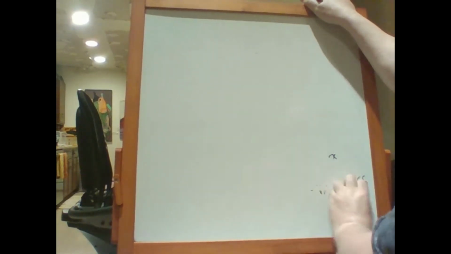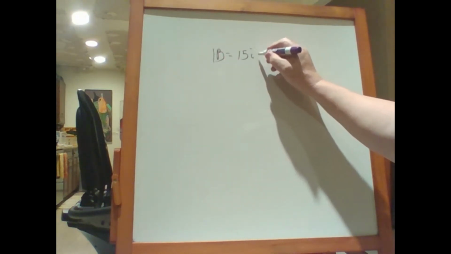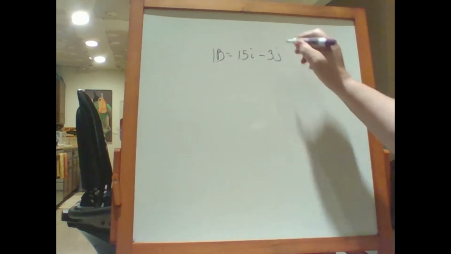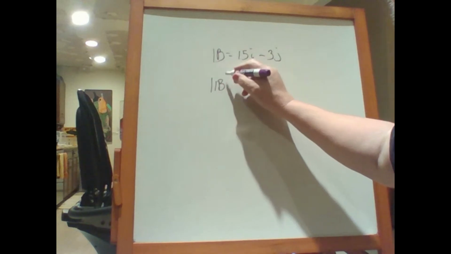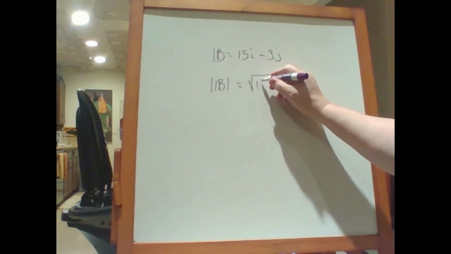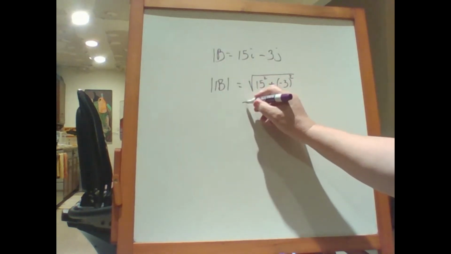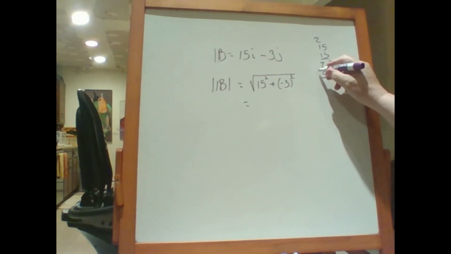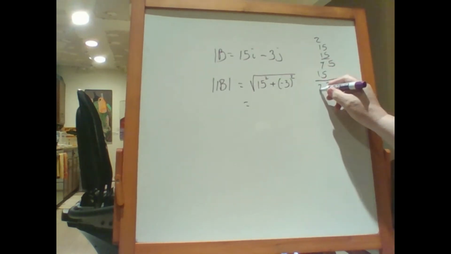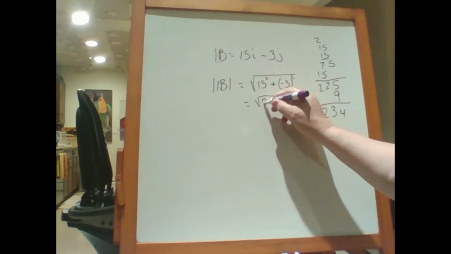So if we're given a problem where b is equal to 15i minus 3j, a vector of that sort, and we want to know the magnitude of b, we'd say that it's 15 squared plus negative 3 squared equals 225 and 9 is 234, square root of 234.